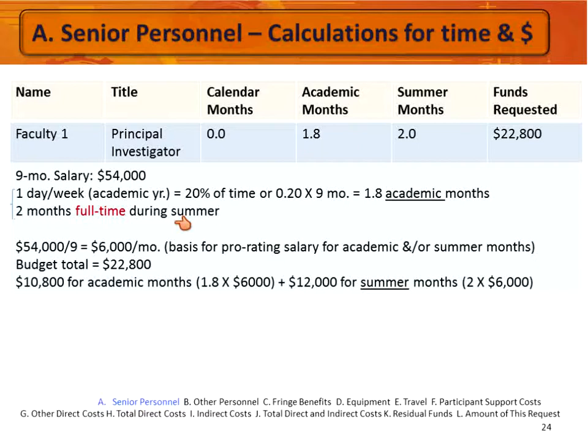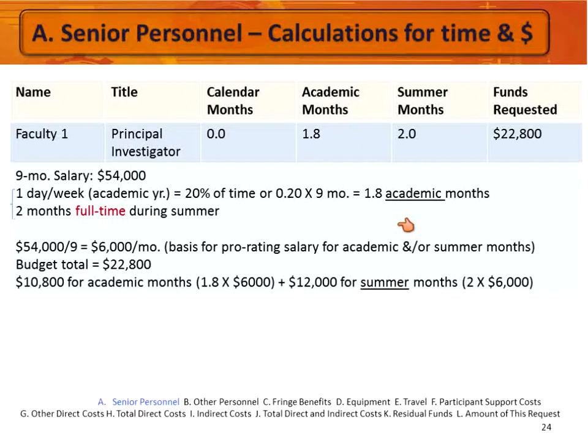To do this, you need to know the salary per month and how many academic months equate to this plan. For the summertime, you just need to know what monthly salary rate to apply. The time calculation gives us 1.8 academic months right here for the faculty member's time in the fall and spring semesters.